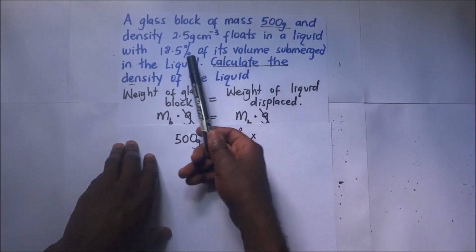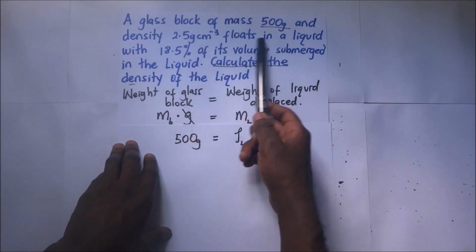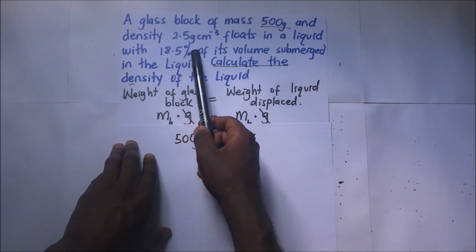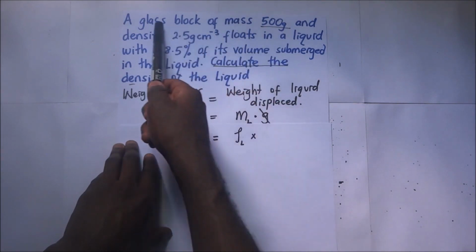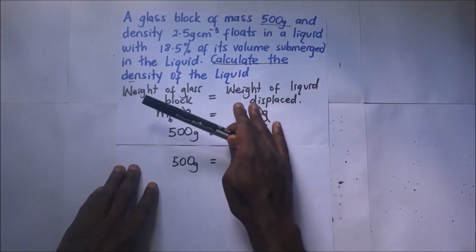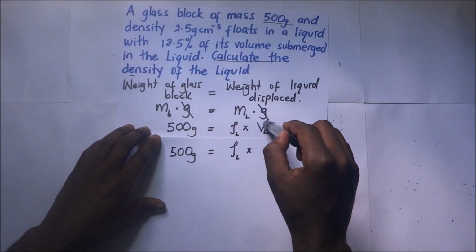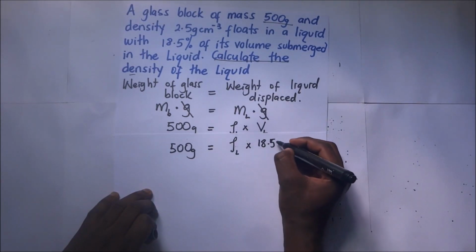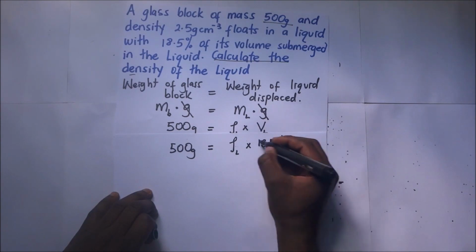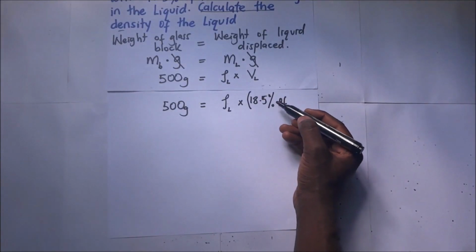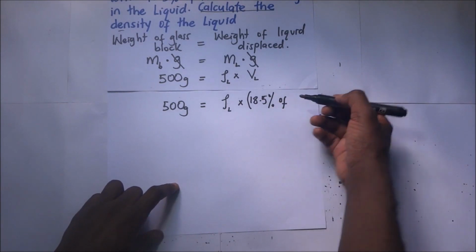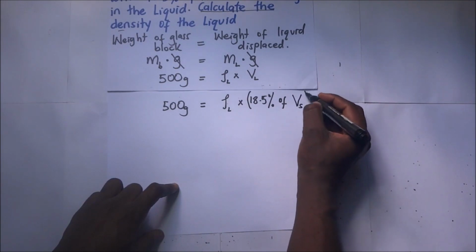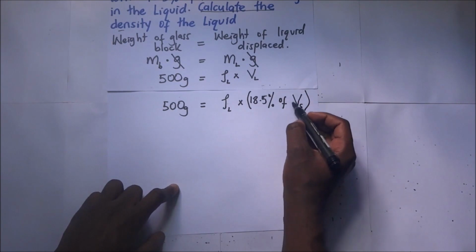And according to the question, 18.5% of its volume was submerged in the liquid. So 18.5% of the volume of this glass block was what was submerged. So it means that the volume of the liquid that was displaced is equivalent to 18.5% of the volume of the solid. Let me call it the volume of the solid. So now, what is the volume of the solid?